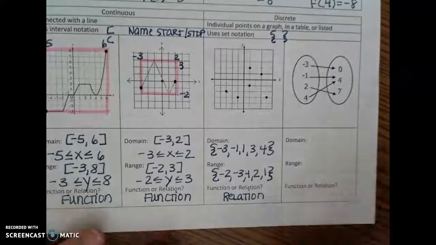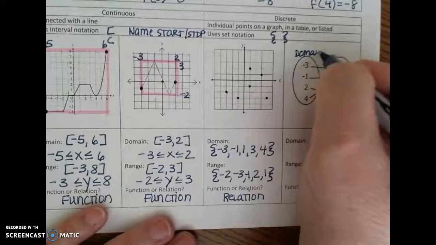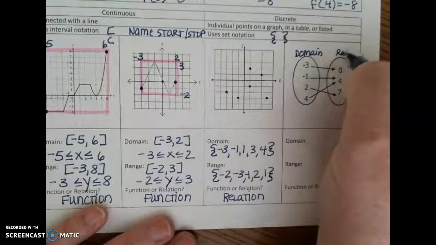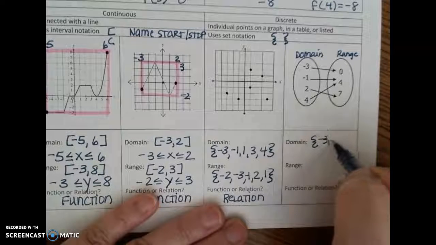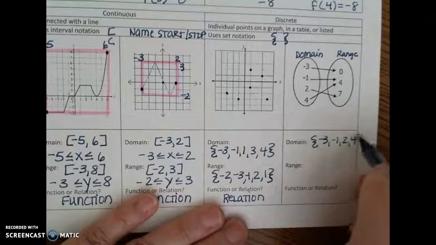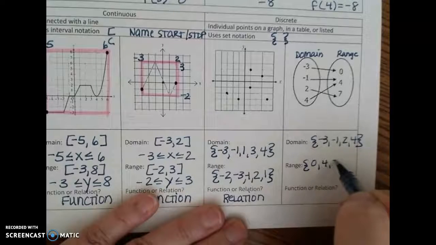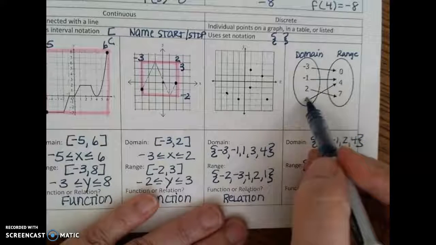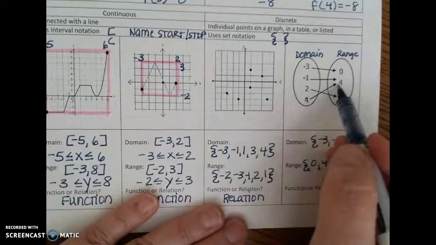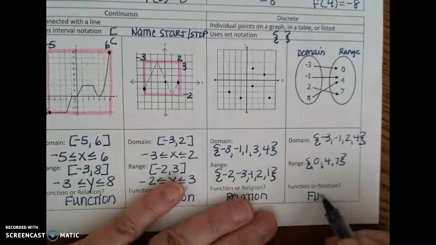And finally, our mapping. Our mappings are nice because the one on the left is your domain, the one on your right is your range. So your domain, -3, -1, 2, and 4, and your range, 0, 4, and 7. None of the x values are used more than once. You're allowed to use y values more than once, that's okay, but the x values cannot be, so that makes this a function.